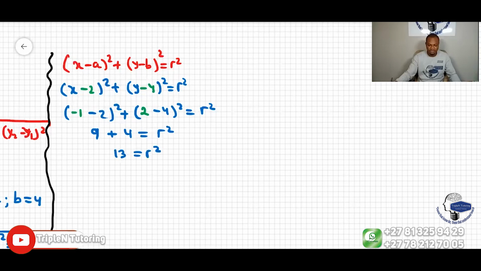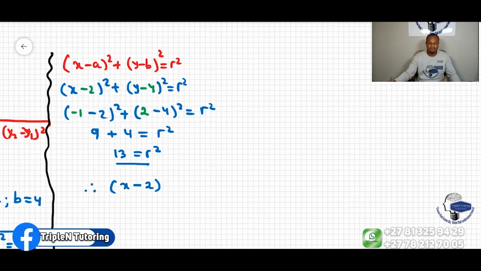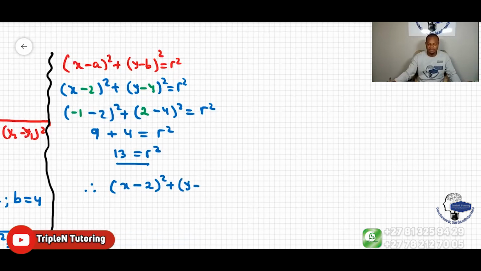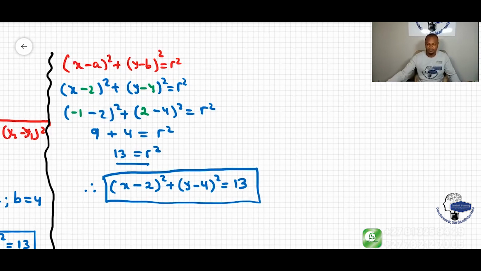Now that we've got r squared, we can write the equation of the circle. It's going to be (x minus 2) squared, plus (y minus 4) to the power of 2, equal to r squared, which is 13. We have now found the equation of the circle.